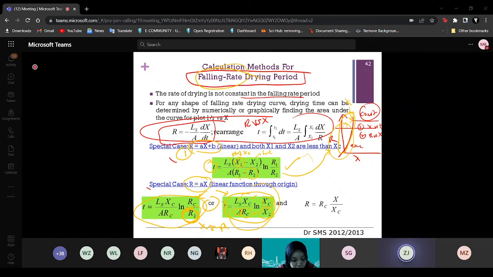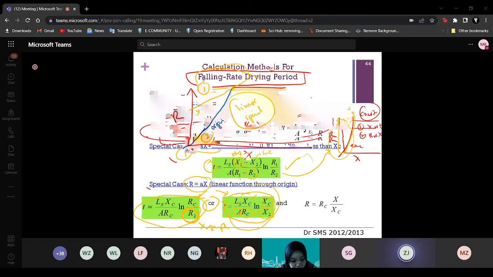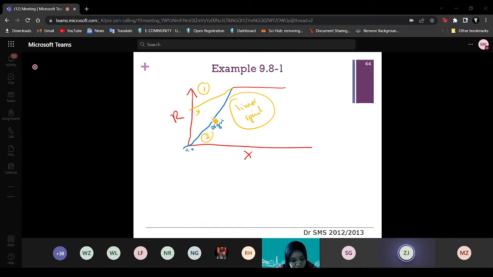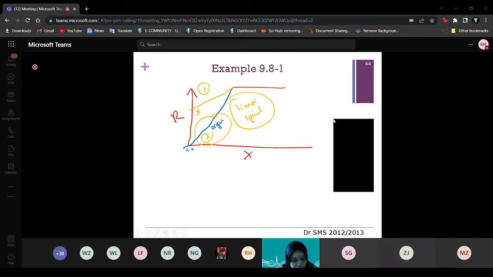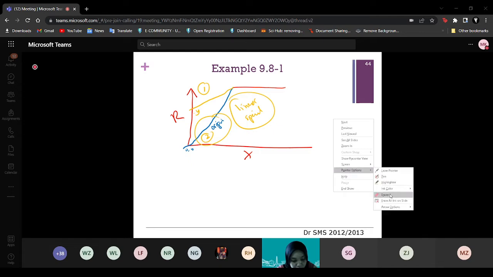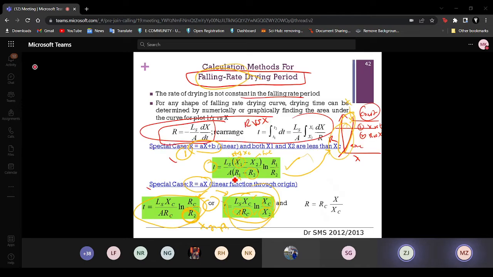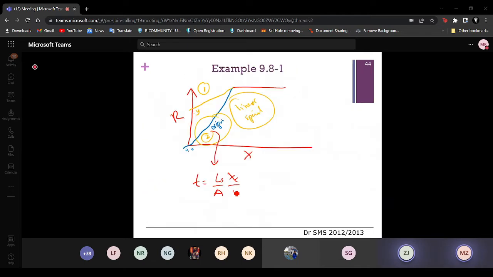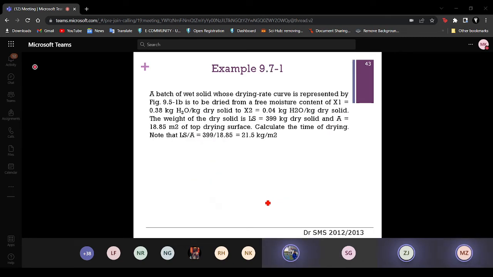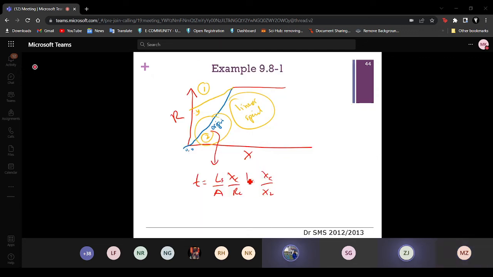If the falling rate is linear and passes through the origin, in this case the equation is T equal to LS over A, XC over RC, ln XC divided by X2. Okay, so this is the equation.